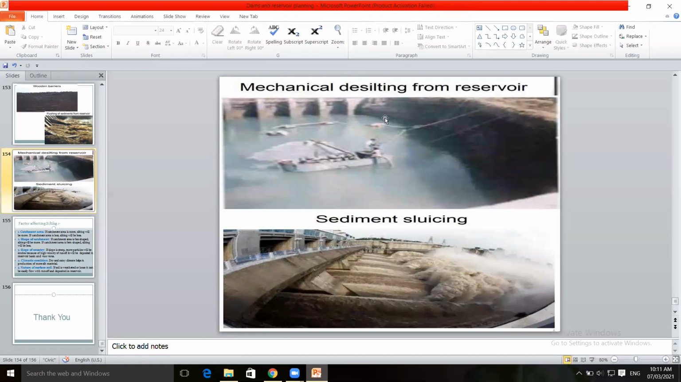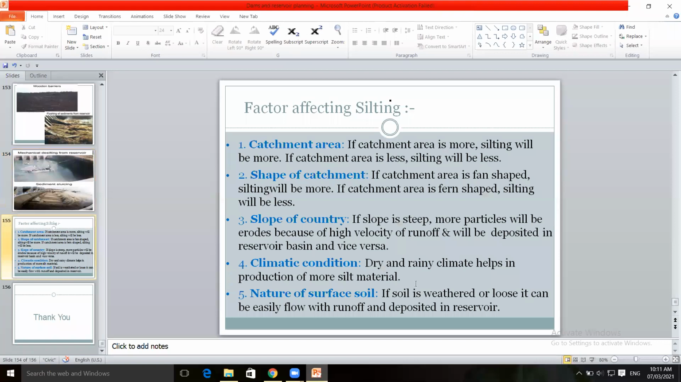This is in this image. The mechanical equipment is installed at the bed of the reservoir, and the sediment which is deposited at the bed of the reservoir gets stirred, and the particles are removed. The silt is removed. The next content is reservoir sedimentation survey.